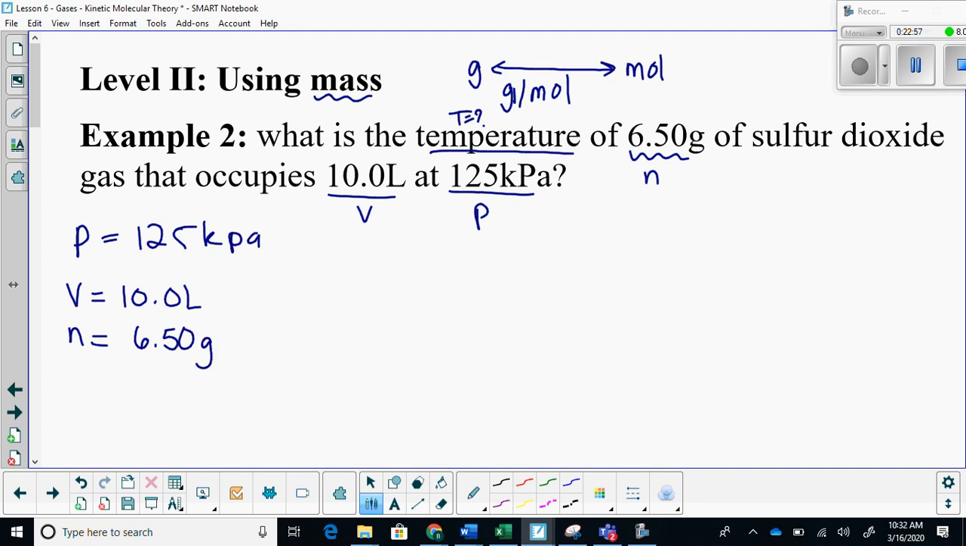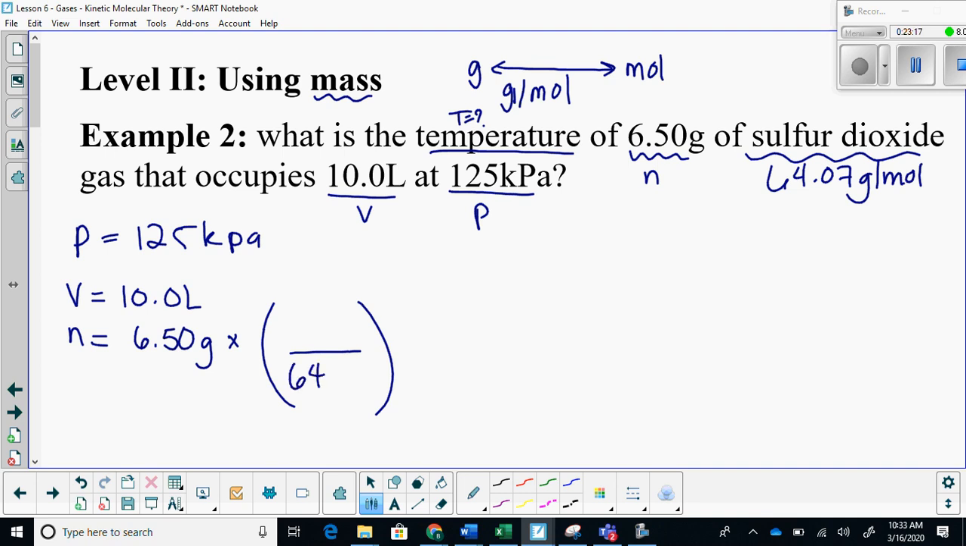So we're going to convert this into moles using molar mass. The molar mass of sulfur dioxide is 64.07 grams per mole. So we're going to do unit analysis here. You're going to divide by 64.07 grams and multiply by the moles. Grams cancels out, and you are left with moles. Okay, let's plug that in. You get 0.10145 ... mole. This is an intermediate calculation, therefore you will not round.